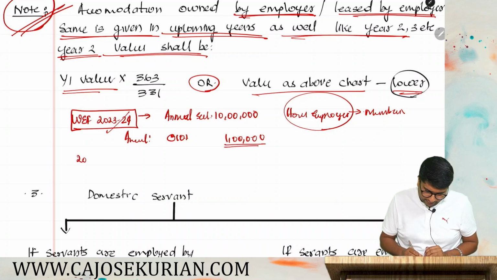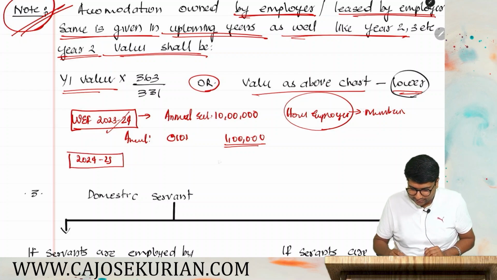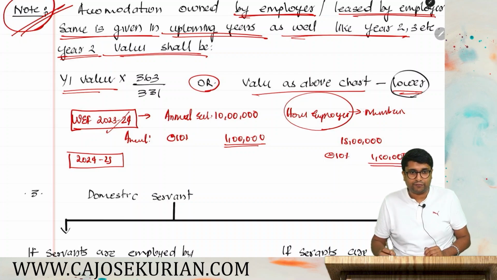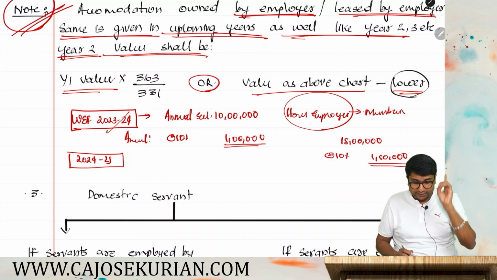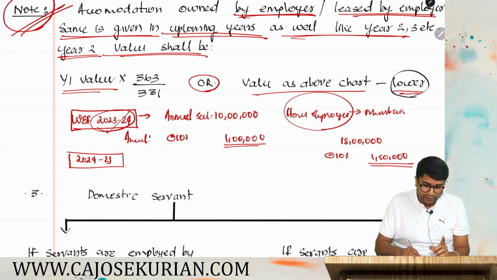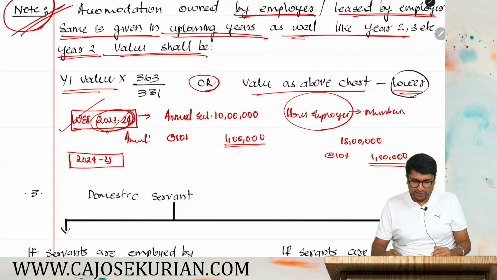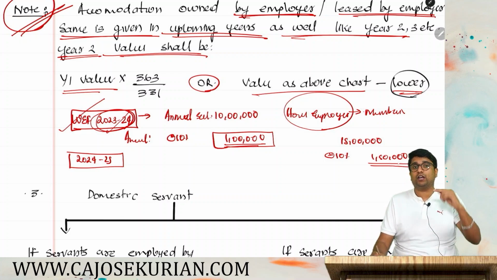Say the employee got a salary hike in 24-25. Next year the employee got a salary hike and the salary became 15 lakhs. Salary became how much, friends? 15 lakhs. Then 10% of the salary is 1,50,000. In such cases, year 1 will always be 23-24, because this is with effect from 23-24 only. So in 23-24 the perk value was 1 lakh. In the second year 24-25 it became 1,50,000 on account of the hike in the salary.